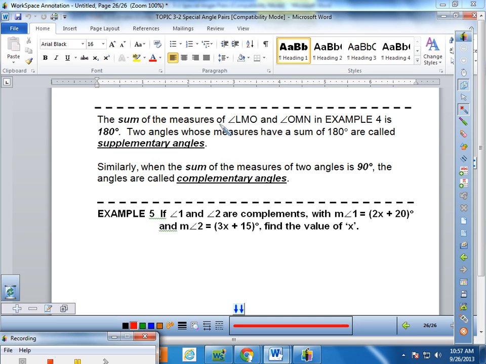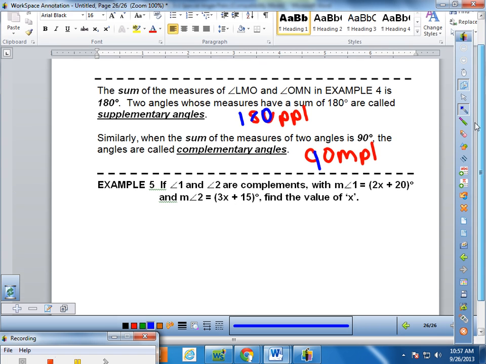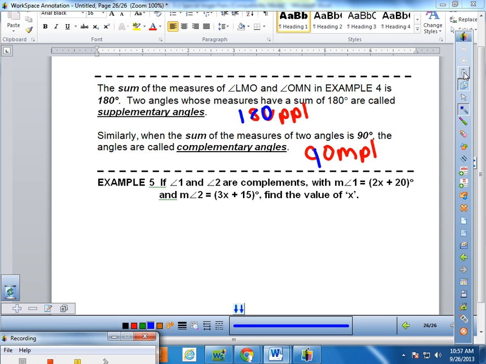And a way to help you remember, look at supplementary. S-U-P-P-L. You can make 180 degrees, 180 out of supplementary to help you remember that supplementary is 180. Take a look at complementary. C-O-M-P-L. You can take the CO and make it 90 to help you remember. Supplementary is 180, complementary is 90. Right? Moving on to example 5.